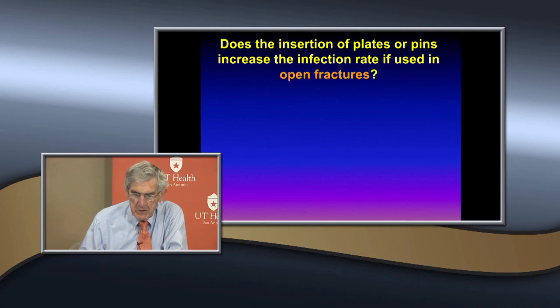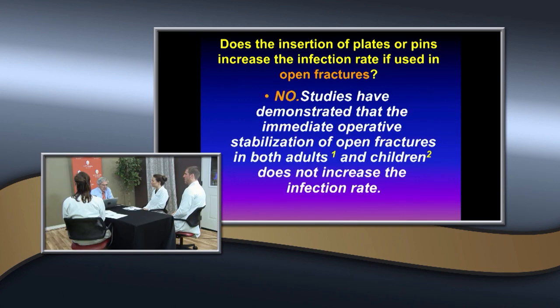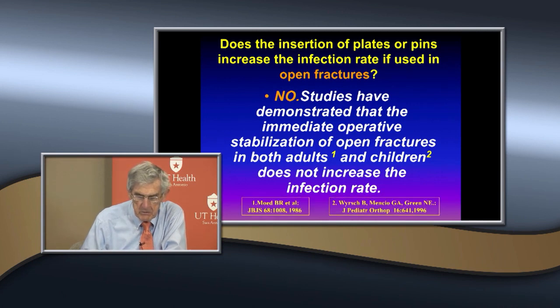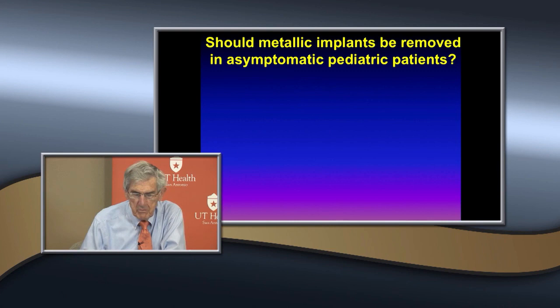Now, regarding the insertion of metal in open fractures, when I was a resident, we were told you never put metal in open fractures because it increases the infection rate. What do the new studies show? It doesn't increase the infection rate. That's right. Studies have demonstrated that immediate operative stabilization of open fractures in both adults and children does not increase the infection rate, as long as you follow the other rules: good debridement, good irrigation, and you do secondary closure of your skin. These are the two studies that have shown that. Should metallic implants be removed if they're asymptomatic?